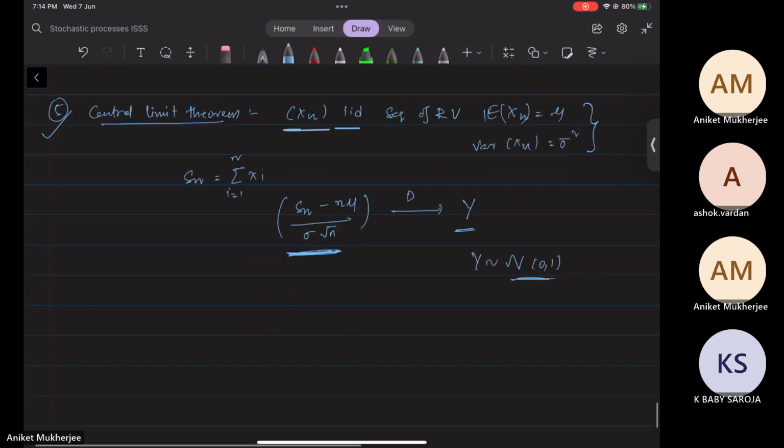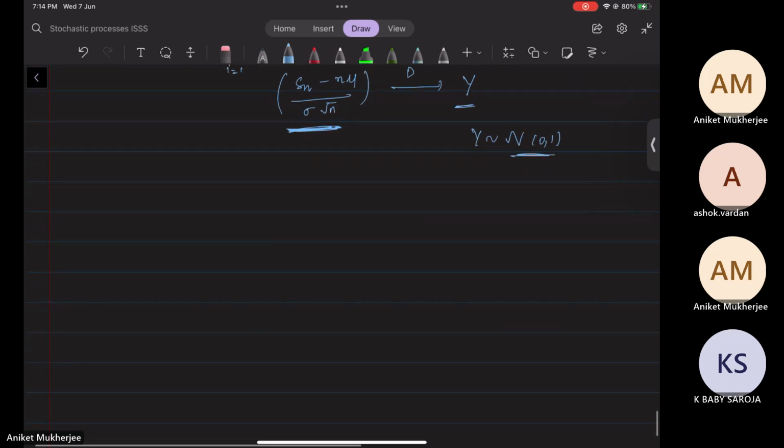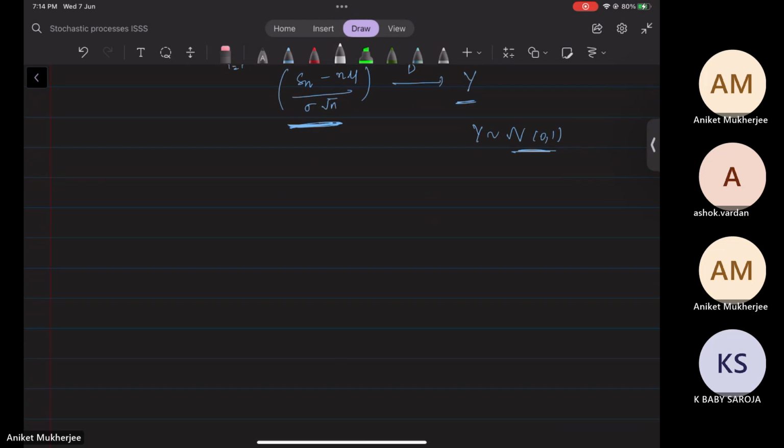These two limit laws. Okay, I'll not be doing the proof, so I'll go to the exercise.